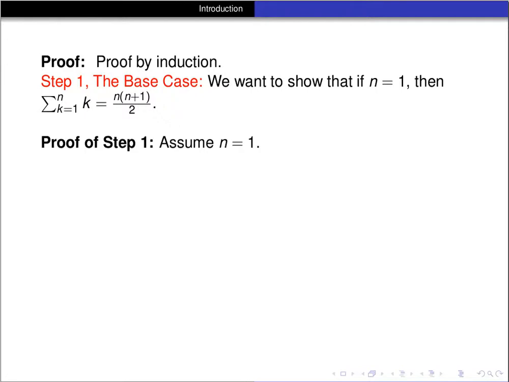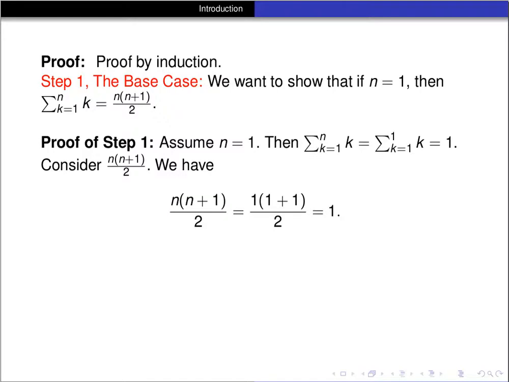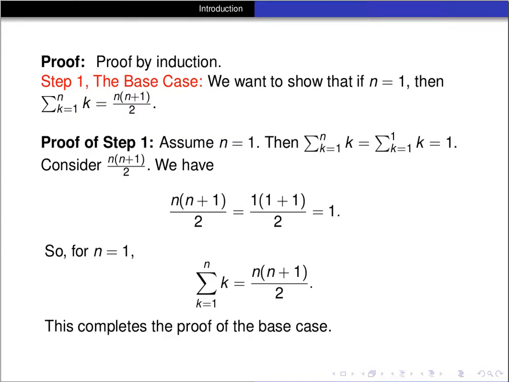So let's assume n equals 1. Then the sum of the first n natural numbers, that's the sum of the first one natural number, which is just 1. So it's equal to 1. So let's look at n times (n + 1) over 2. If we plug in n equals 1 there, we'll get 1 times the quantity (1 + 1) over 2, that turns out to be 1. So indeed, the statement is true for n equals 1. The sum of the first n natural numbers is equal to n times (n + 1) over 2 when n equals 1. So this completes the proof of the base case.